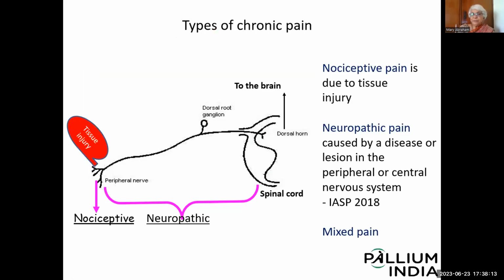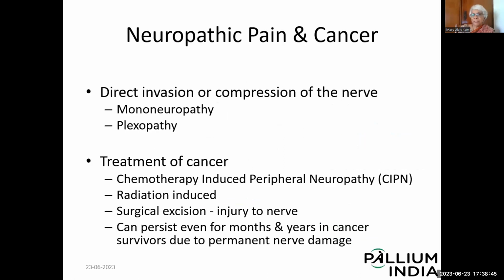Now, to know about neuropathic pain, we should know about this basic diagram. That is, nociceptive pain is what is occurring at the site of tissue injury. Anything beyond this in the peripheral nerve or in the spinal cord or in the brain or in the ascending pathway, it's all neuropathic. So neuropathic pain is caused by a disease or lesion in the peripheral or the central nervous system. But very often the pain can be mixed with both nociceptive and neuropathic combinations.